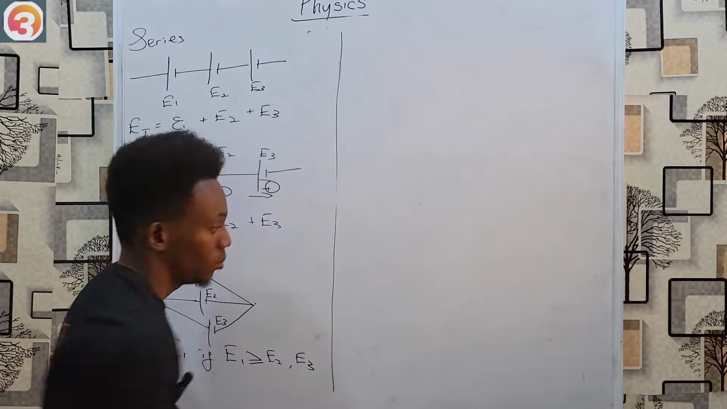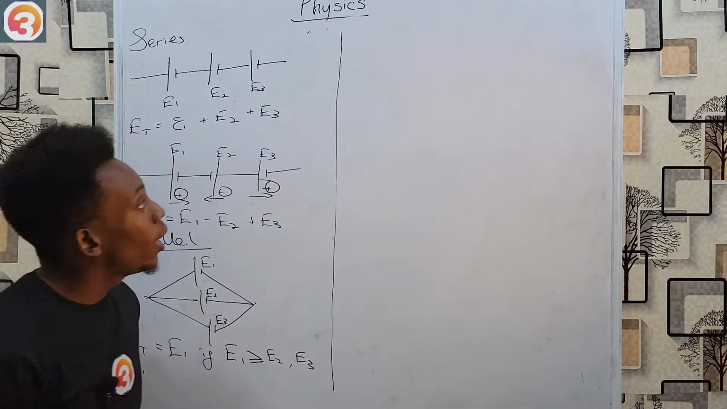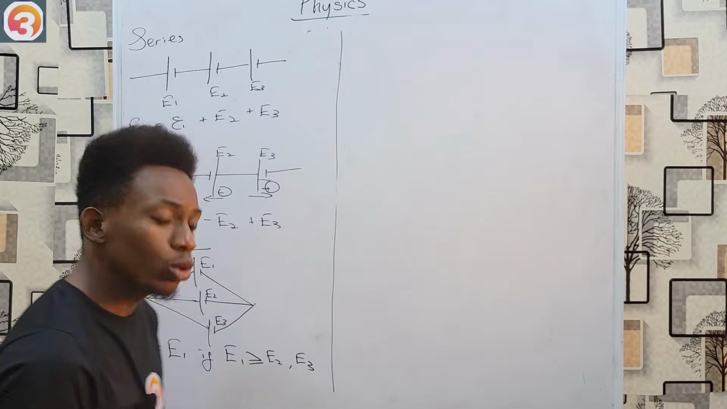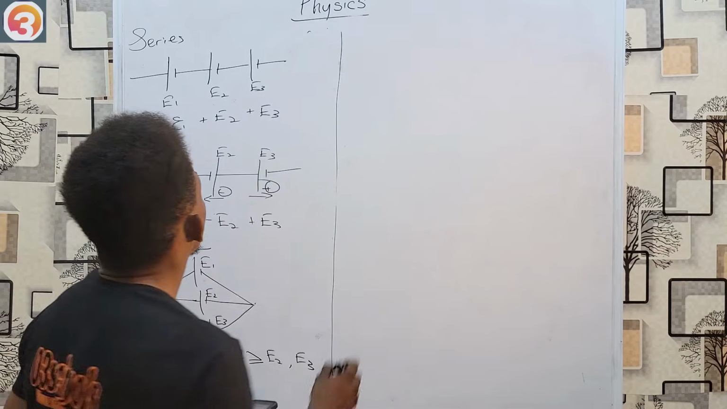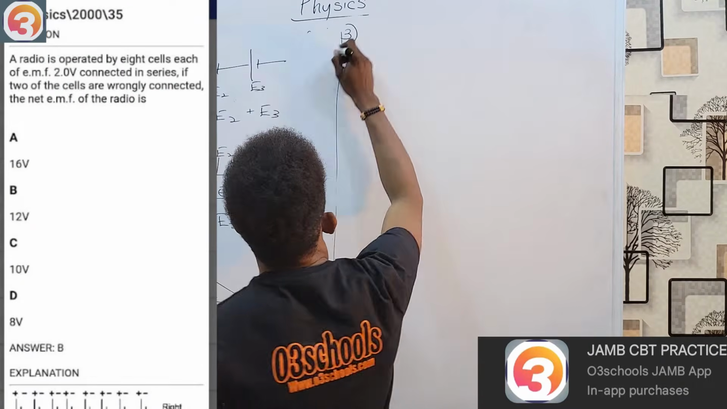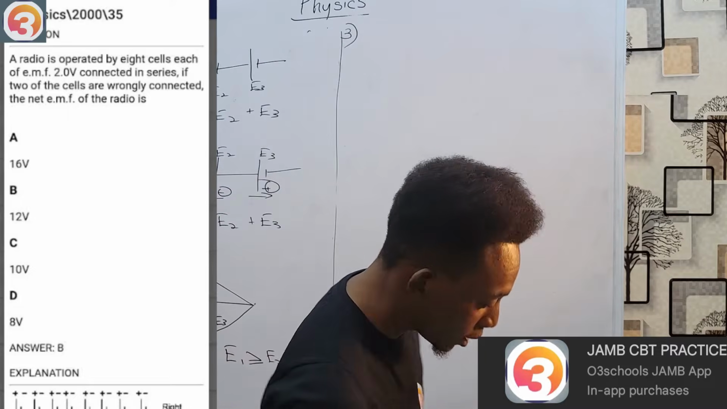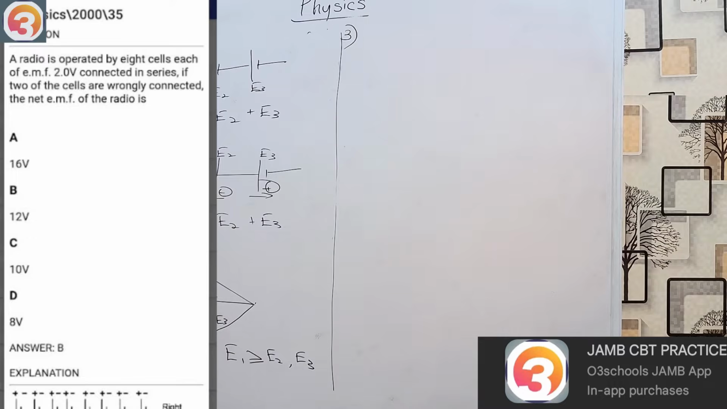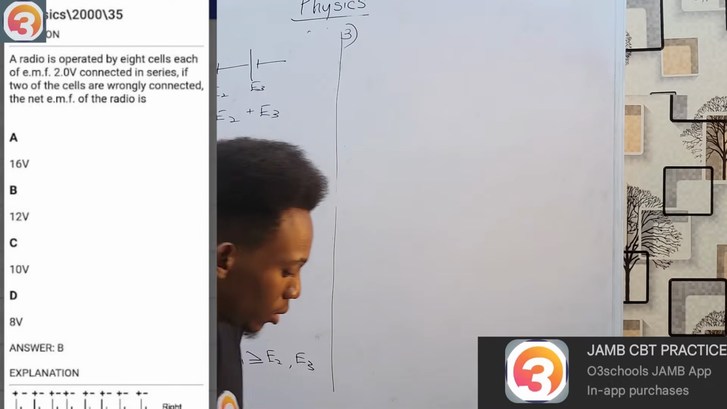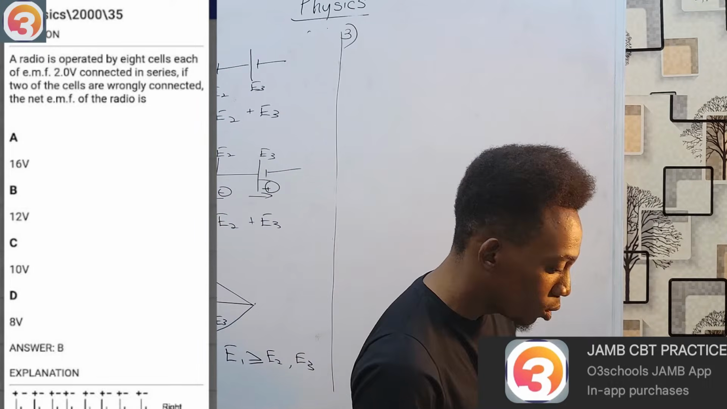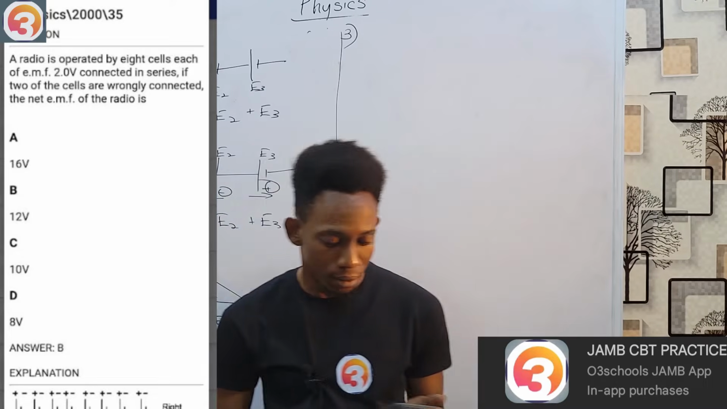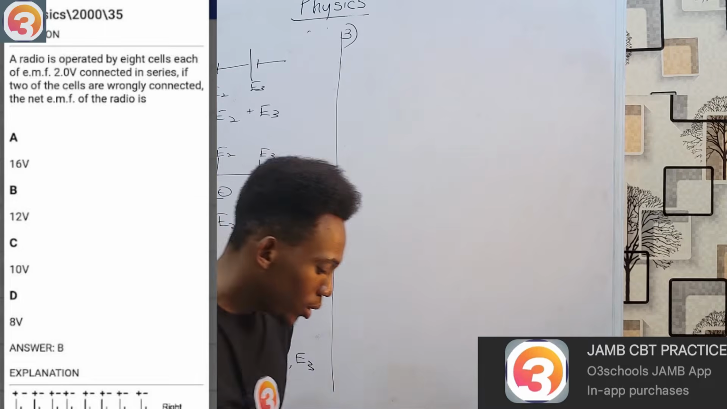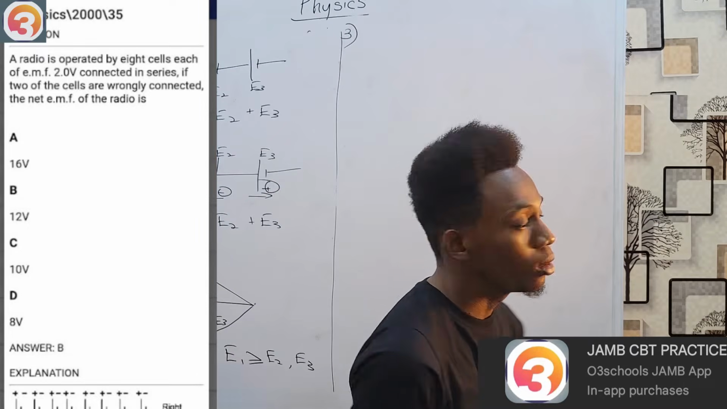Okay, and this time going to our O3 Schools app. Let's go to the year 2000 and look at question number 35. Now, this question states, a radio is operated by 8 cells, each of EMF 2 volts, connected in series. If 2 of the cells are wrongly connected, the net EMF of the radio is?